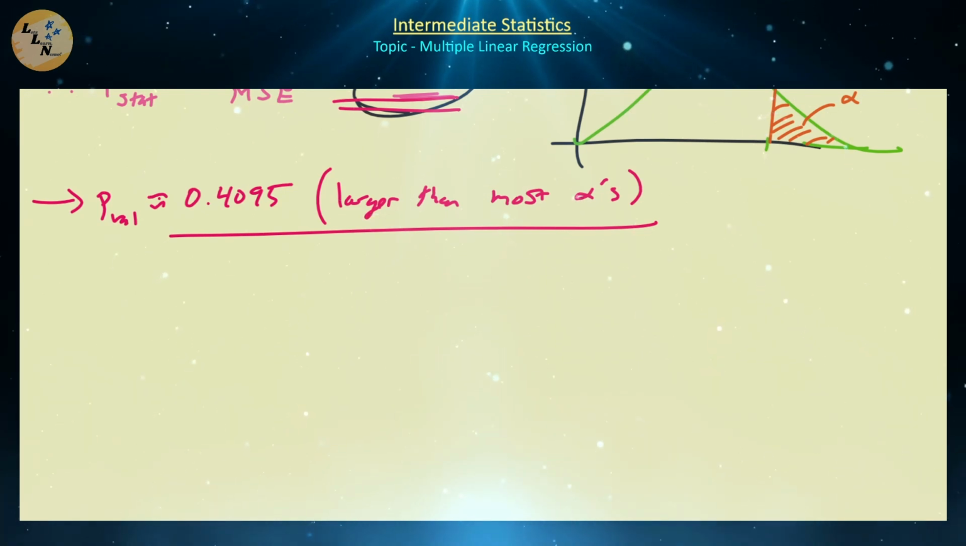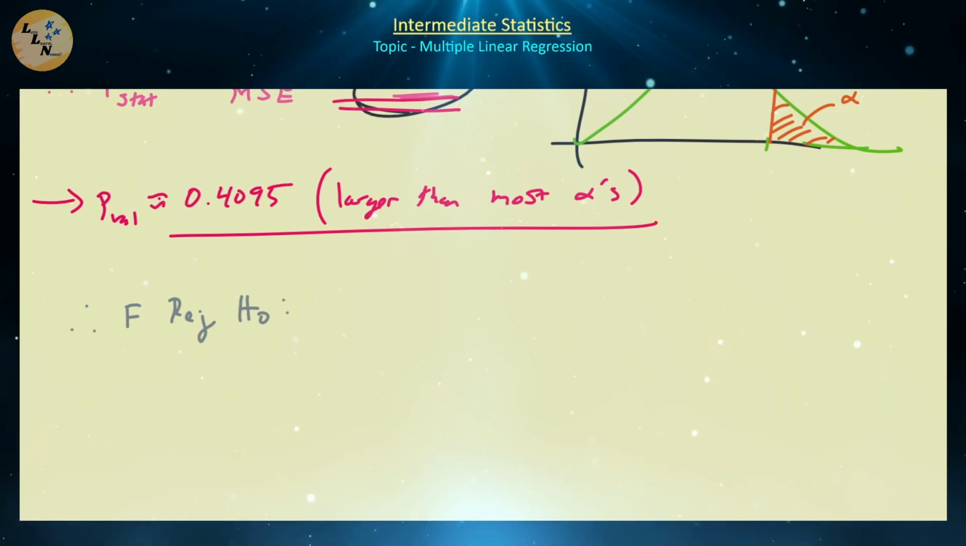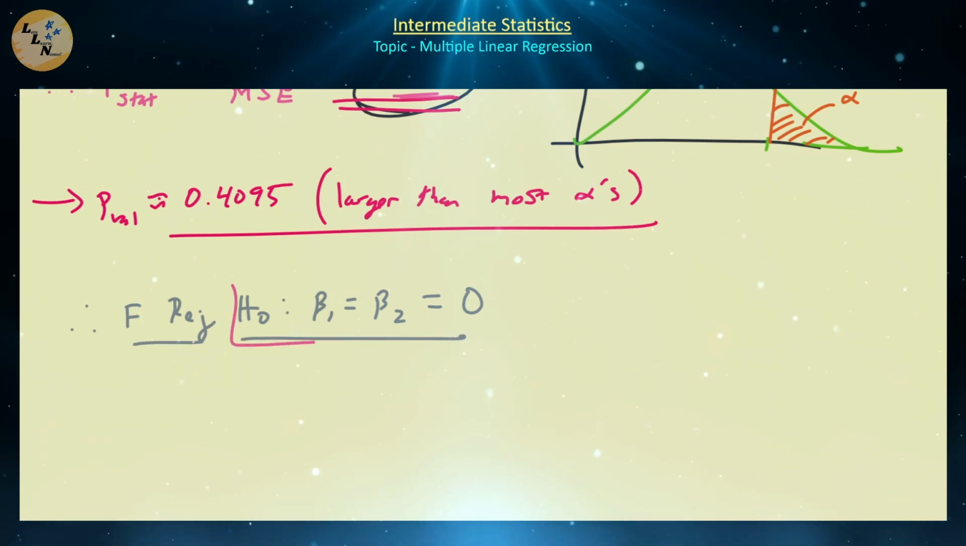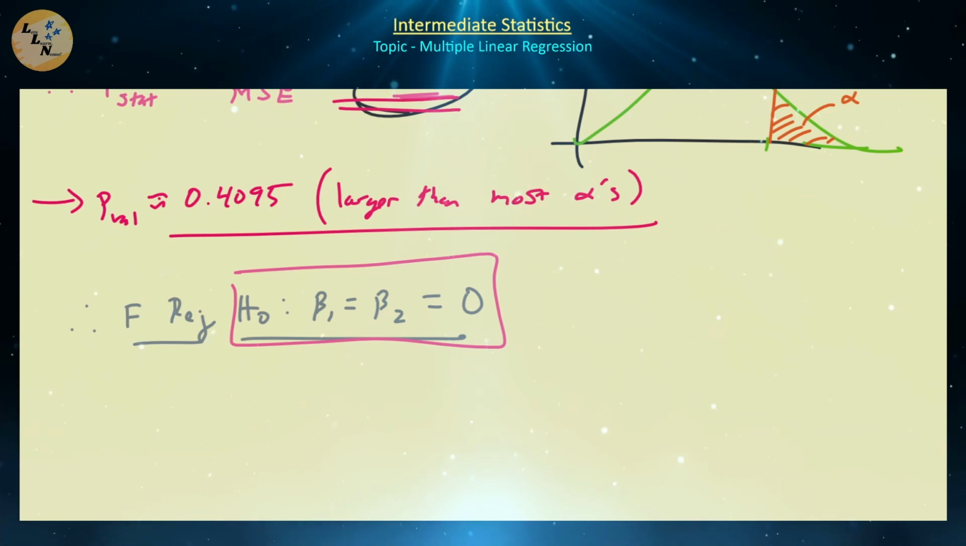So what is the conclusion when our p-value is greater than our alpha value that we have chosen? That means we're going to fail to reject the null hypothesis. But what is the null hypothesis that we're actually testing here? The null hypothesis is that the coefficients beta 1 and beta 2 are both equal to 0. So since we are failing to reject that null hypothesis, that means we have evidence to believe that this is indeed true. Although it doesn't imply that it is true, we have evidence to believe that it is true.